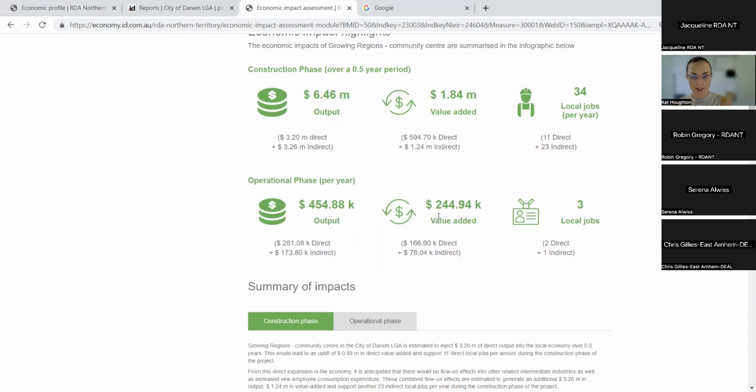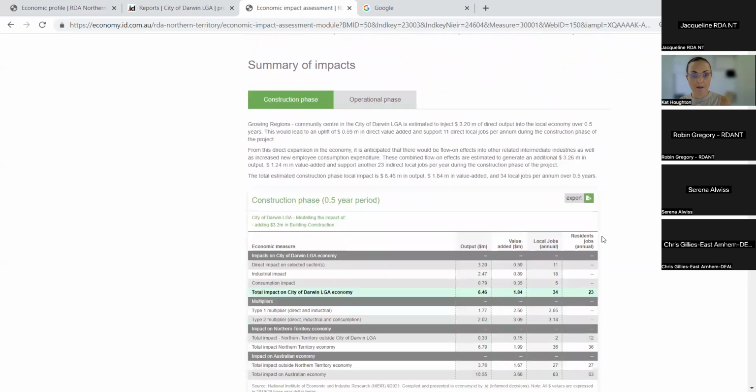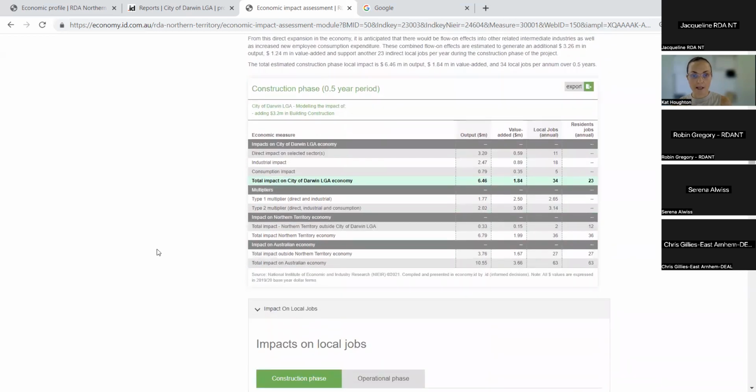And then I've got my operational phase. And when you come down here, you'll get this little table, which I'm highlighting as I scroll down. You can see impacts on the City of Darwin, 6.46 million in terms of your output. So I normally look at the output column and my local jobs column. So my total impact on the City of Darwin is 6.46. Then I've got my type 1 and type 2 multiplier.